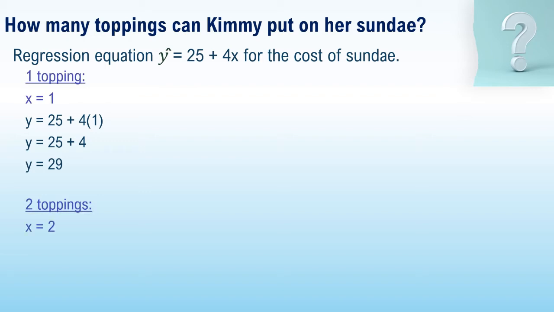And we will substitute x equals 2 in the regression equation 25 plus 4x. So we will substitute 2 here. So we will have y equals 25 plus 4 times 2. 4 times 2 here is 8. So we have 25 plus 8. And 25 plus 8 will give you 33.